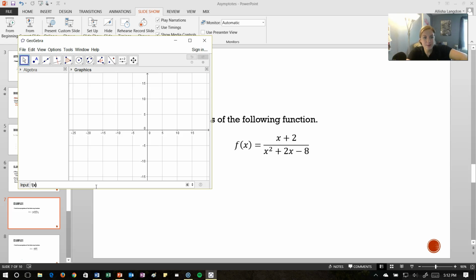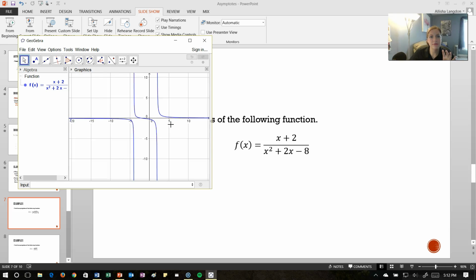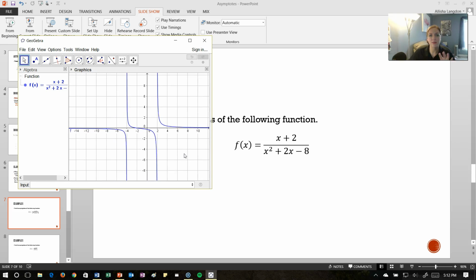So f of x equals, now remember you want to put parentheses around the numerator and the denominator. Be careful that you're putting those parentheses around the top and the bottom or else it's going to come up wrong. You'll see here that this is an interesting graph. It actually looks like there's about 1, 2, 3 parts to this graph. Two of them look like our normal curves, but then in the middle you've got this cubic type of looking piece. So we're going to explore the different types of asymptotes available.